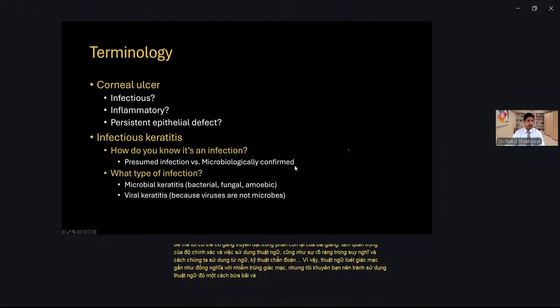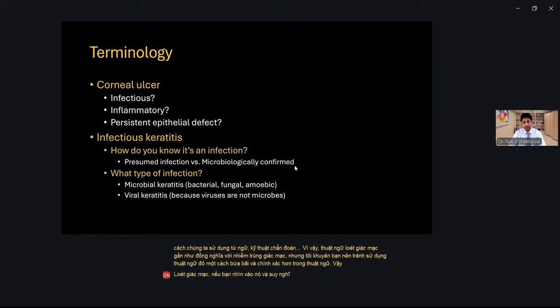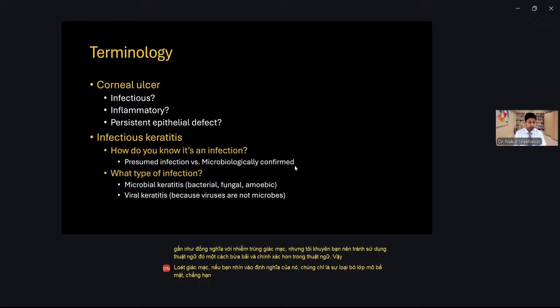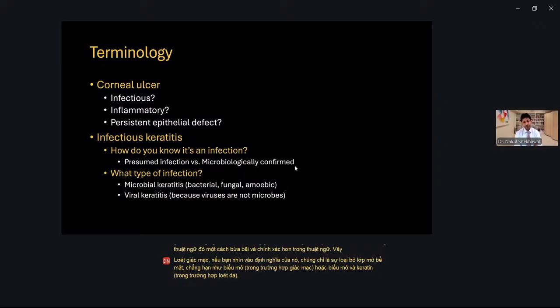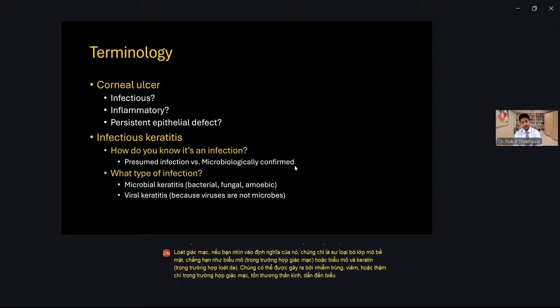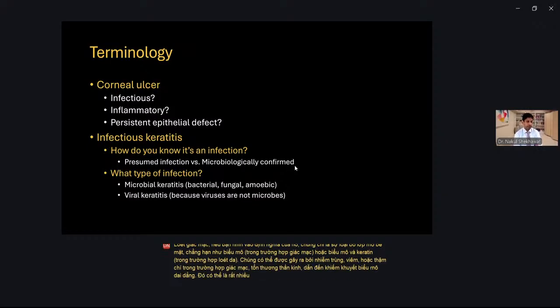So corneal ulcers, if you think about the definition of ulcers themselves, they're just removal of the surface layer of tissue, whether that's epithelium in the case of cornea or epithelium and keratin in the case of a skin ulcer. These can be caused by infections, inflammations, or even in the case of cornea, nerve damage leading to persistent epithelial defects. That could be a lot of different things. And so corneal ulcers do not necessarily indicate infection. And so rather than just saying corneal ulcer, you may want to say something more precise like infectious keratitis.